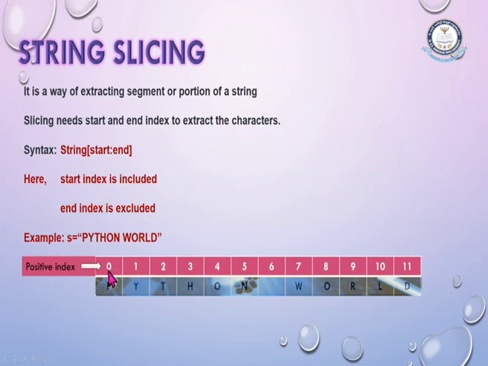See, you can see here the start index is always included, that means the character at the start index will be returned, but the end index is always excluded, that means you will not get the character at the end index position. If you see the example, s equals Python World, it is a string, and it is a set of characters. With a positive index, the positive index starts from 0, at 0 we have P, at 1 index we have Y, and T is at 2 index, and so on. And let us see how to slice this.